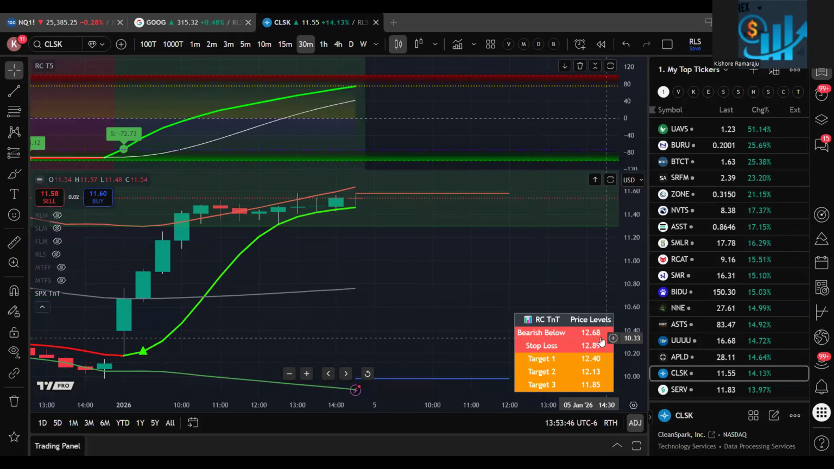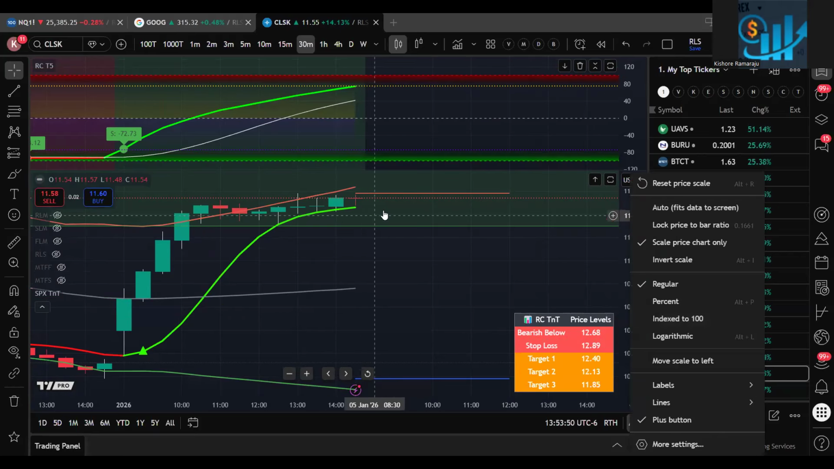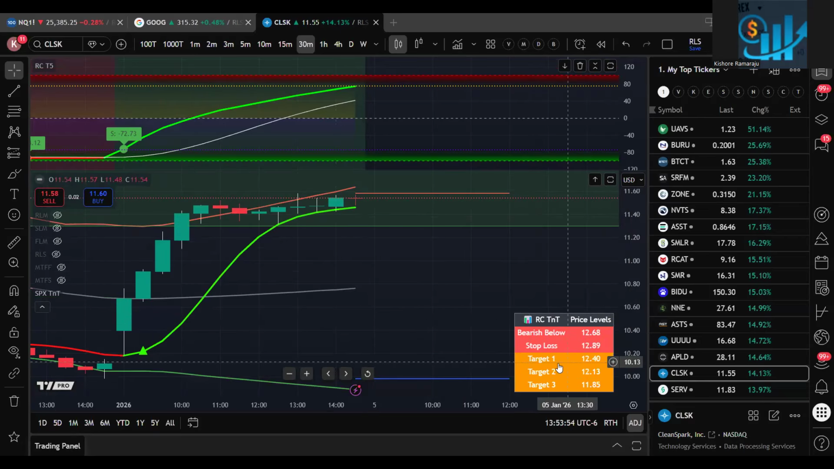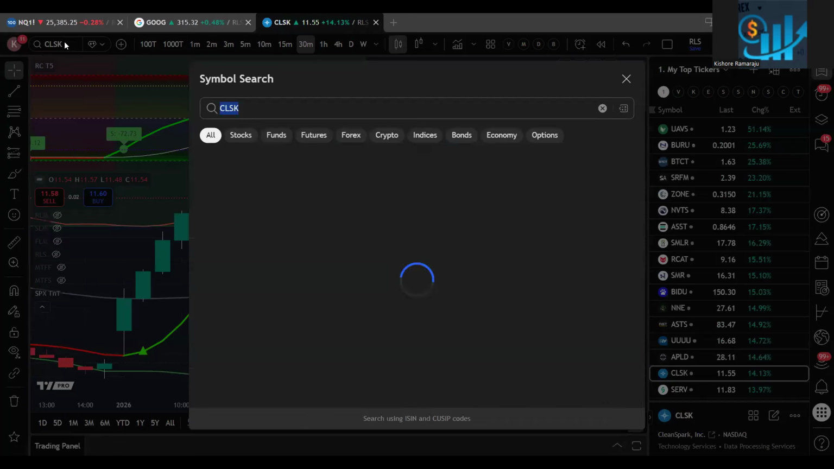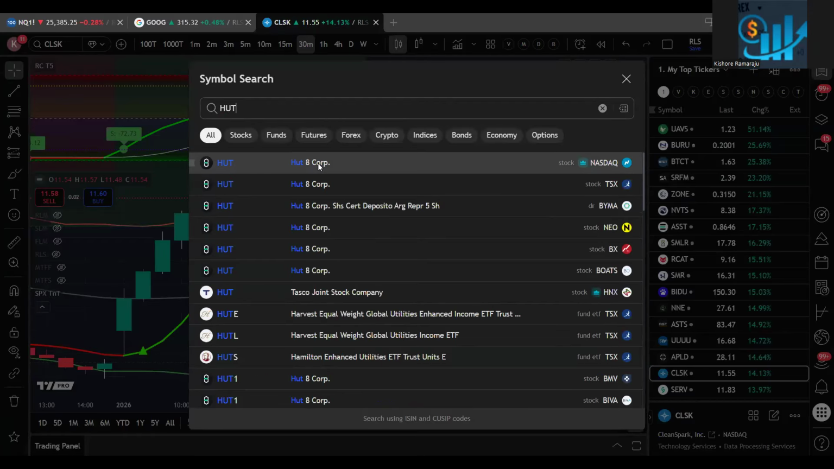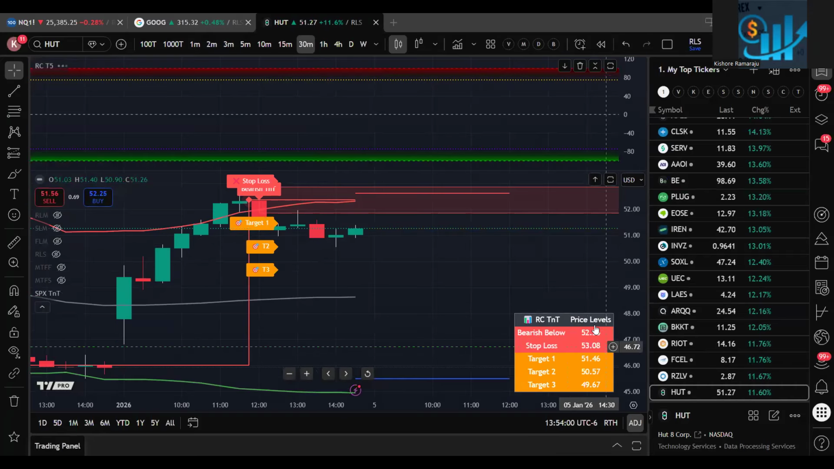11.58. If we get a nice bearish engulfing candle, you can buy the puts for CLSK tomorrow. If we get hut. So one is you look at the levels.